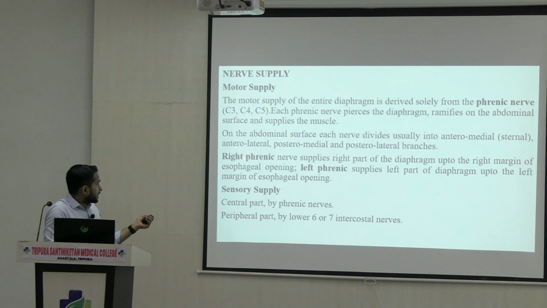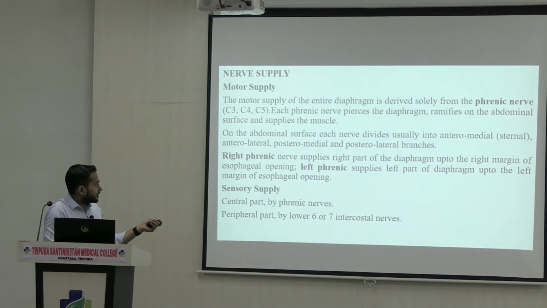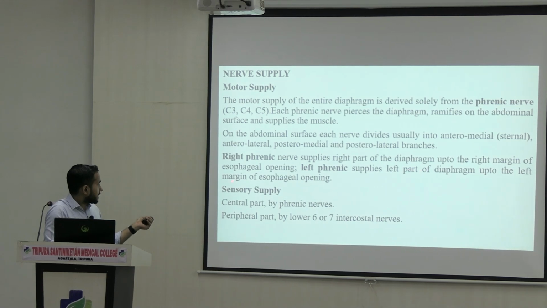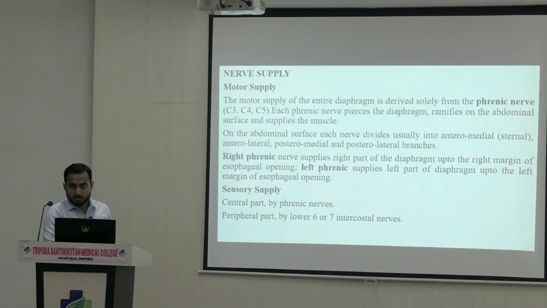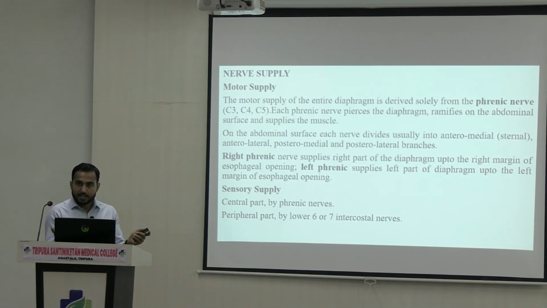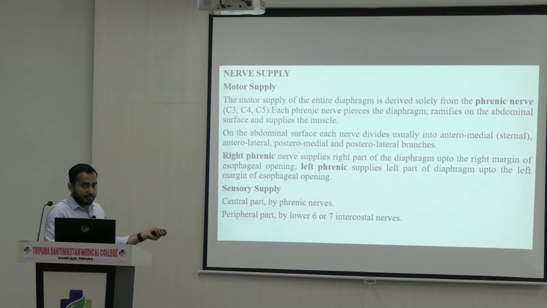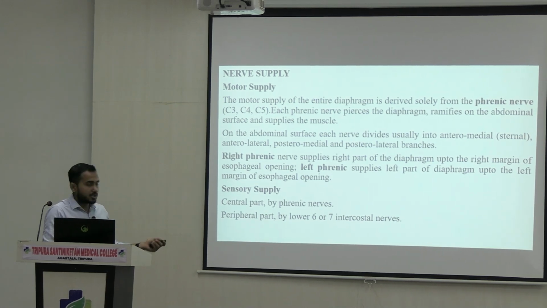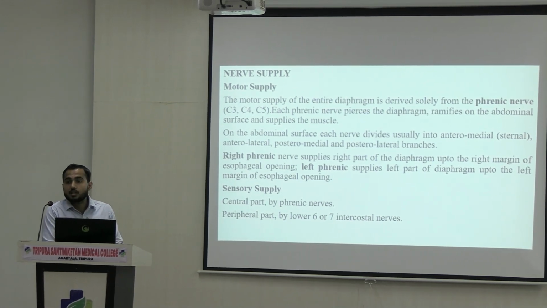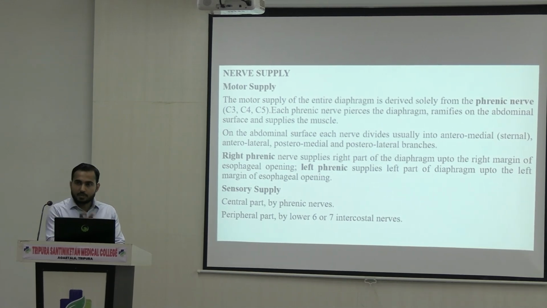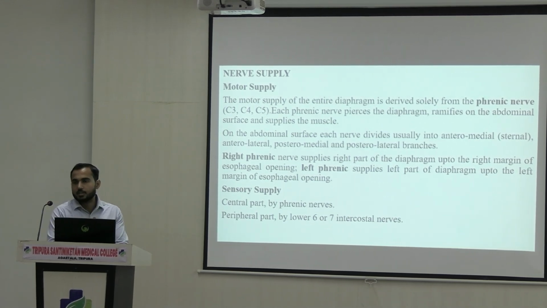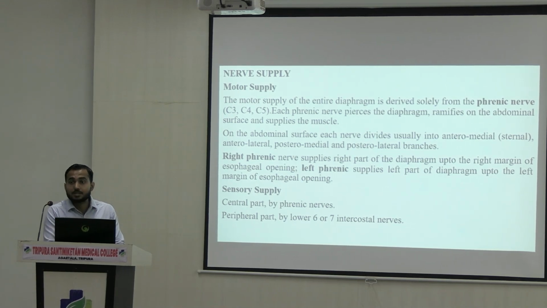Next, the right phrenic nerve supplies the right part of the diaphragm up to the right margin, and the left phrenic supplies the left part of the diaphragm up to the left margin of the esophageal opening. This is the division of the right and left phrenic nerve. Next, sensory supply: the central part is again by the phrenic nerve, and the peripheral part is by the lower 6 to 7 intercostal nerves. That is the sensory supply. Middle part is the phrenic nerve, and the peripheral part is by the lower 6 to 7 intercostal nerves.